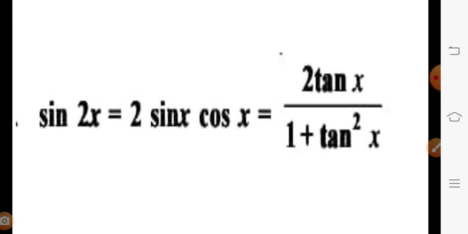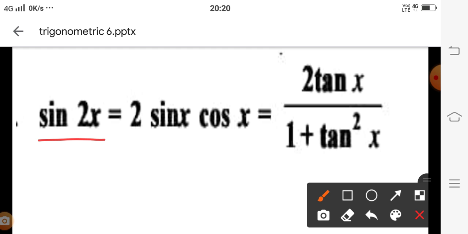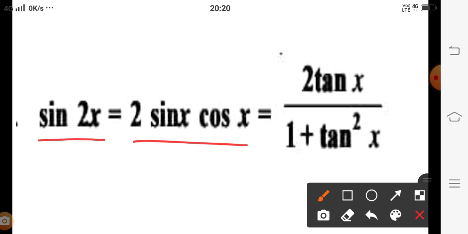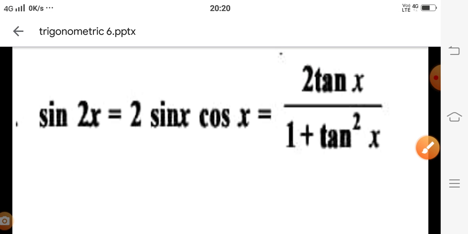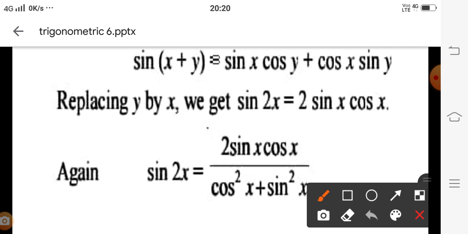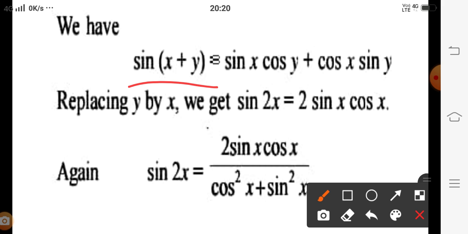Similarly, if you have to prove this, sin 2x is equal to 2 into sin x cos x, and in terms of tan x, the value of sin 2x we have 2 tan x upon 1 plus tan square x. You have to learn all these identities and all these relations, and how you will get the proof of these. Then this we are going to solve. The identity for sin x plus y we know. Sin x plus y is equal to sin x cos y plus cos x sin y.